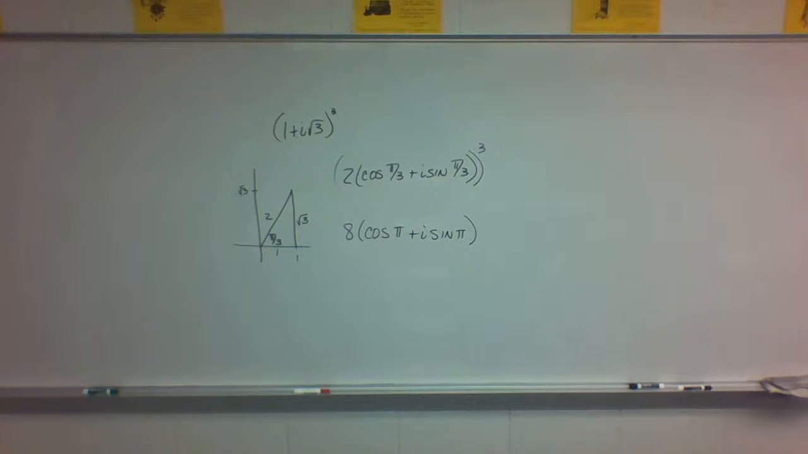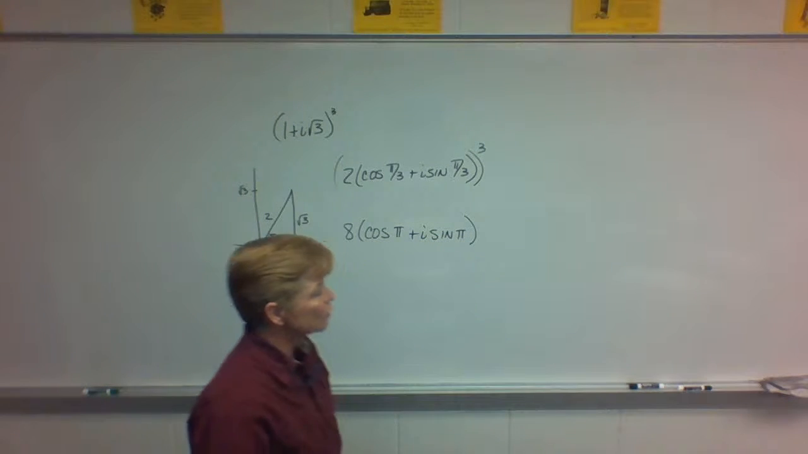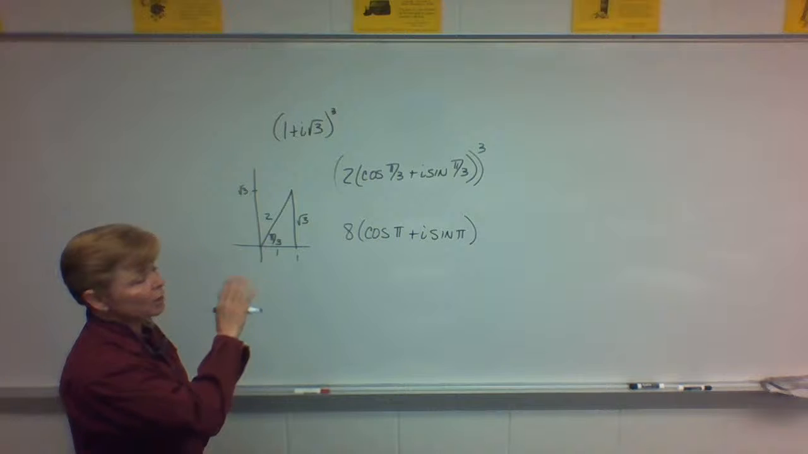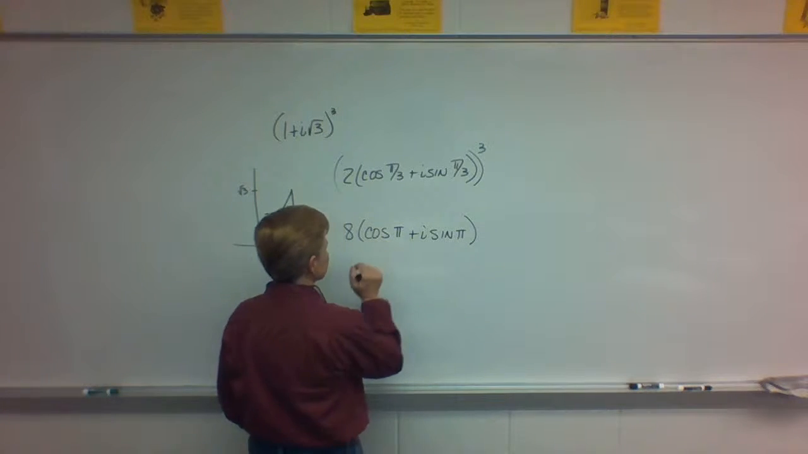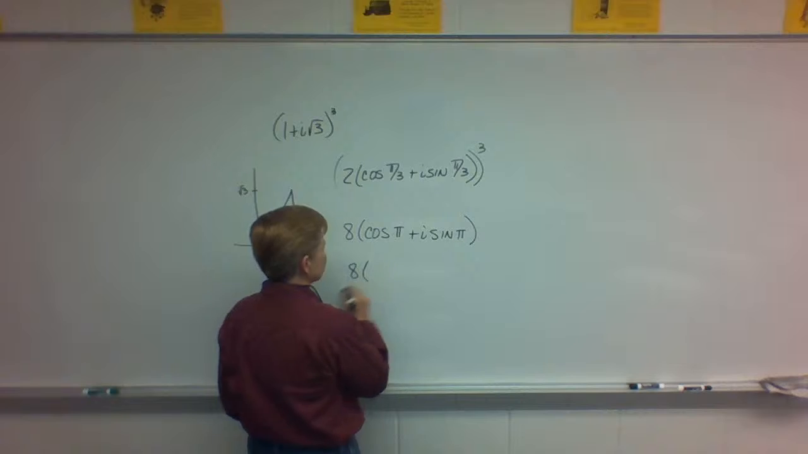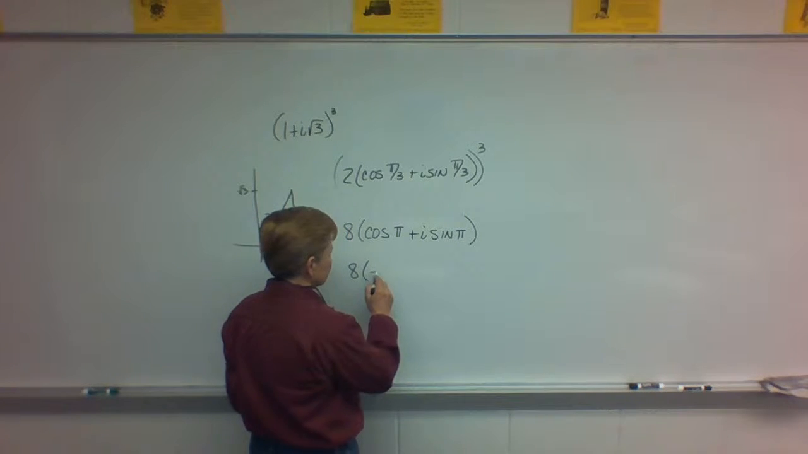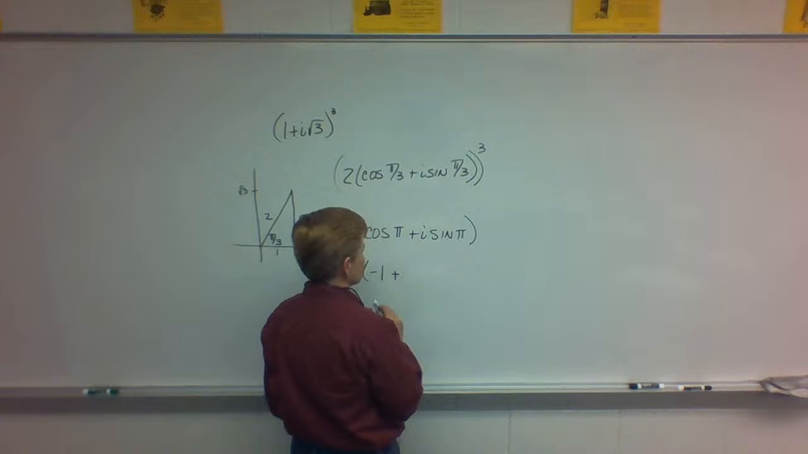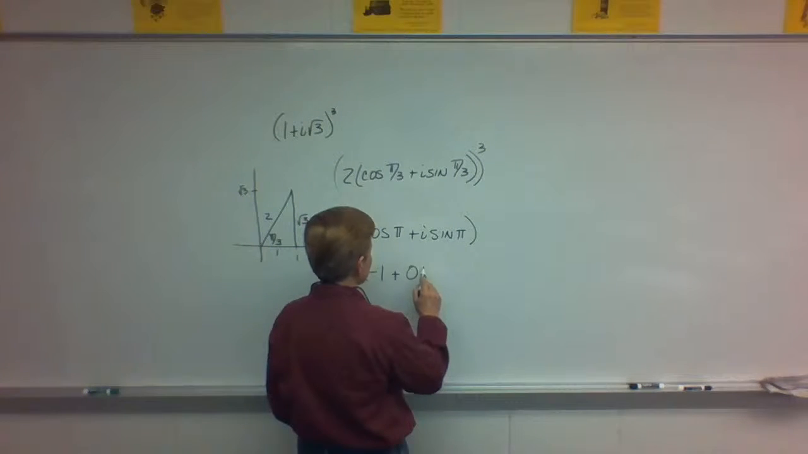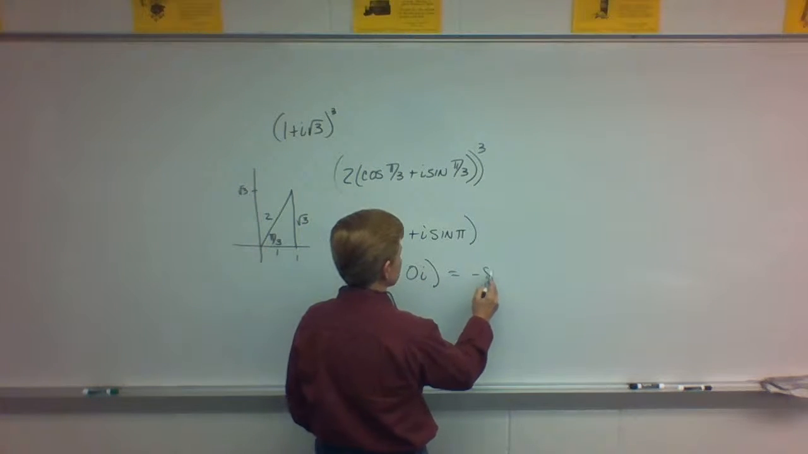Now, since the problem was given to us in standard form, now that we've used de Moivre's theorem on cis form, we should return to standard form. This is how you do it. You have to evaluate this. What is the cosine of pi? -1. Plus i times, what is the sine of pi? 0. And 0i is still 0, so the answer is -8.